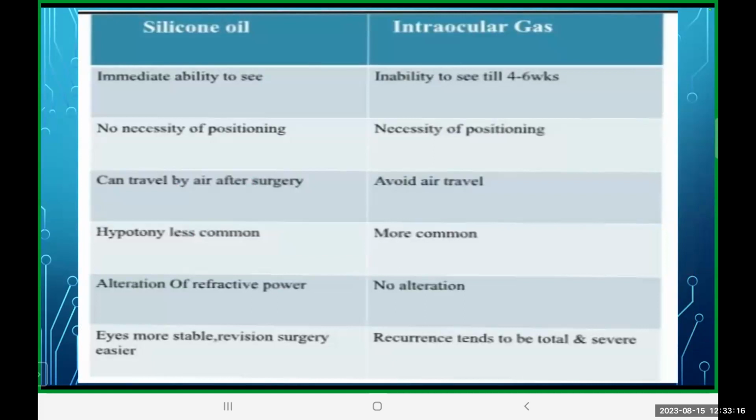While in intraocular gases, the patient can't see till 4 to 6 weeks. There is a necessity of positioning. The patient has to avoid air travel. Hypotony is more common in gases. Alteration of the refractive power is not there in gases, and recurrence tends to be total and severe.